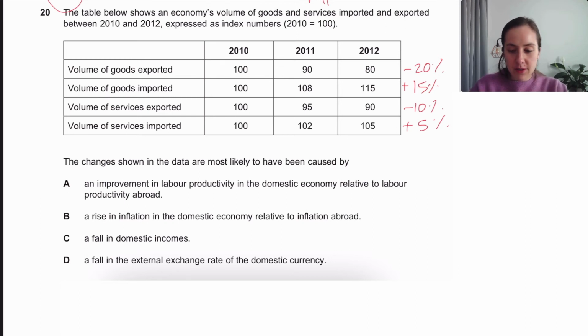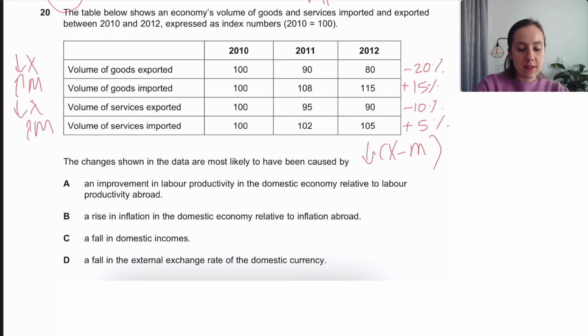The volume of goods, generally we're getting fewer exports. So I'm just going to put X decreasing, M increasing. That's more clear to me. Next line, exports of services again decreasing. M is increasing, so we're really seeing here X minus M falling even more, starting from already probably a deficit position. Okay, I can see A is wrong.